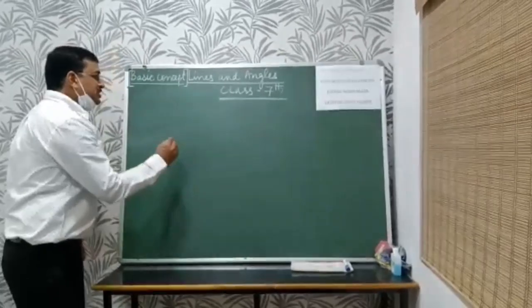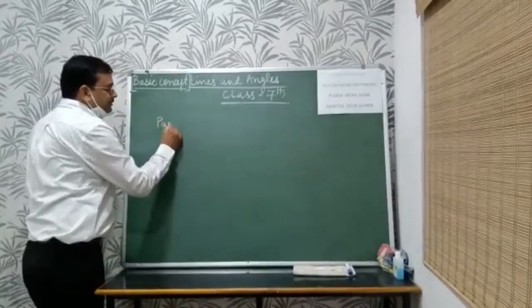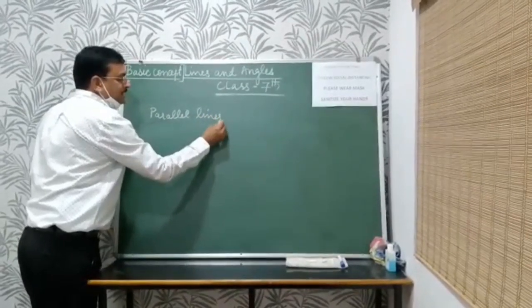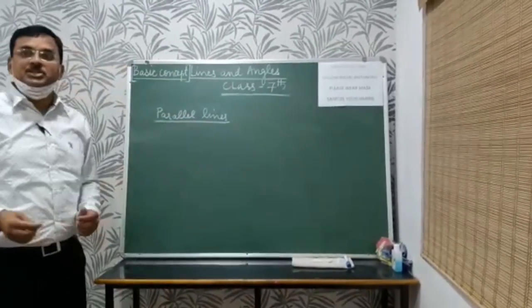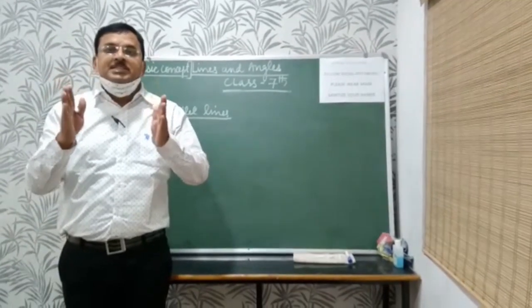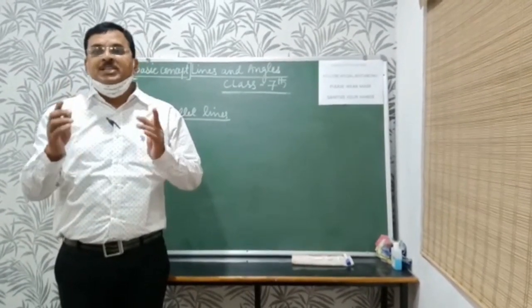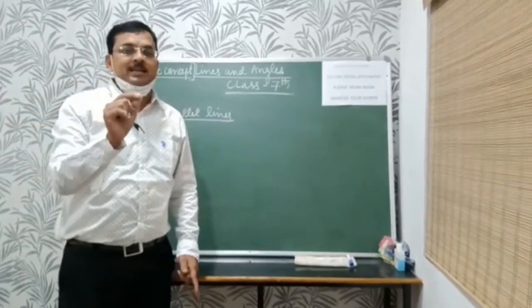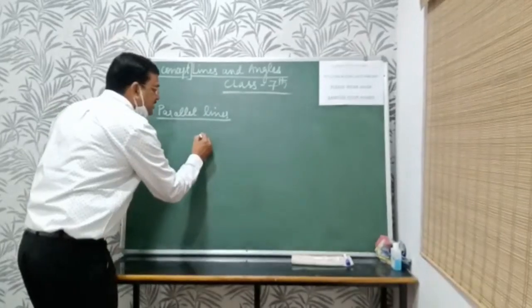Now the third point is parallel lines. What are parallel lines? Two straight lines which do not intersect each other on extending in both directions are called parallel lines. Here I am drawing the lines.